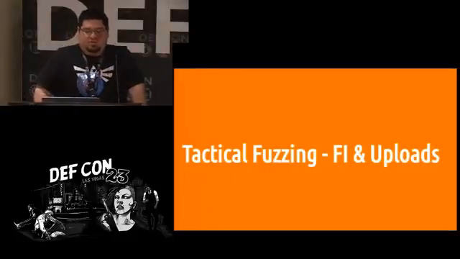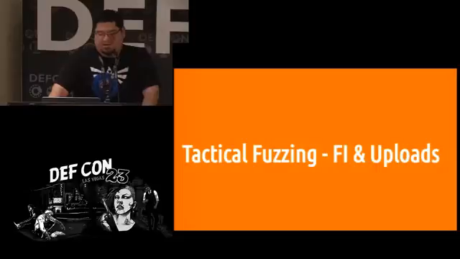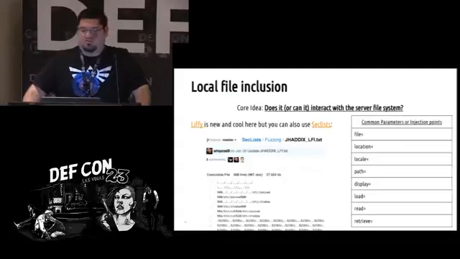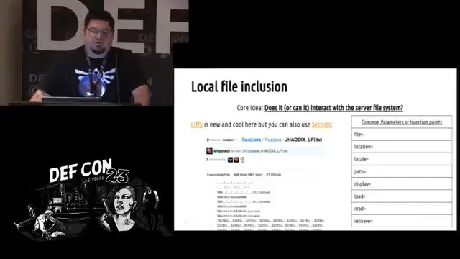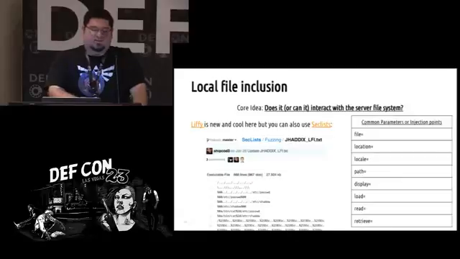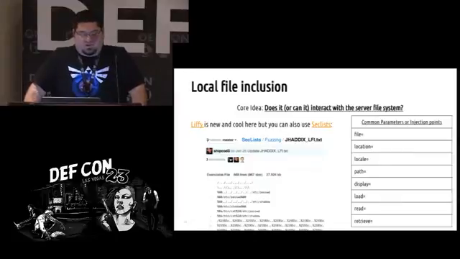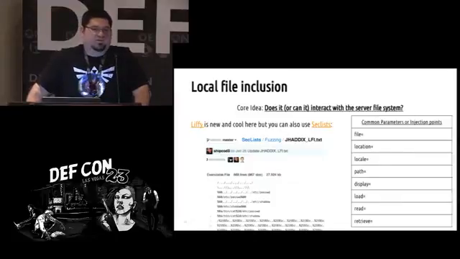So file uploads and file inclusion is the next area. So local file inclusion, the core idea is: does it or can it interact with the server file system? Liffy is my favorite tool for doing this. Obviously you can do it manually, so I have all of my LFI scripting stuff up on SecLists under fuzzing and LFI. You can see here, I've tried a whole bunch of blacklist bypass or encoding to try to get common system files. This is on the SecLists project.